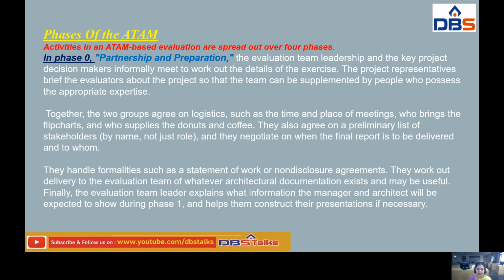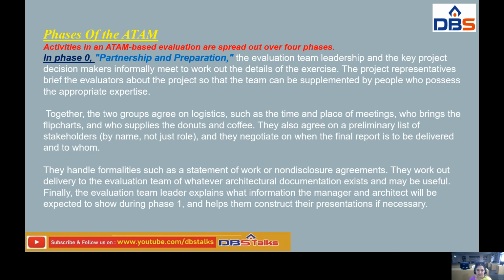They also agree on a preliminary list of stakeholders by name, not just role. And they negotiate on when the final report is to be delivered and to whom. So in the initial discussion, when we deliver and to whom we deliver is negotiable. What you will work out, what you will supply, and how we can work together is important. That is the main thing.